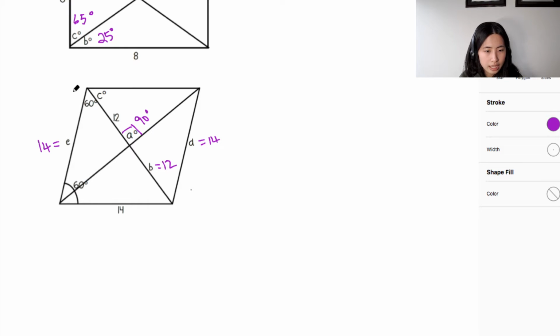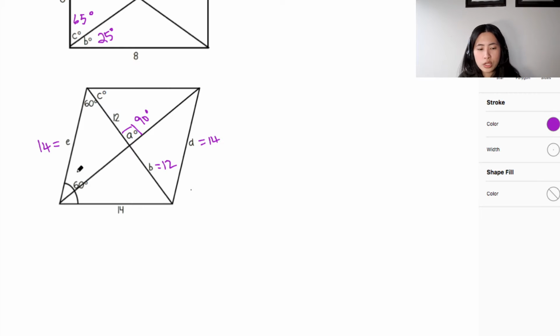Okay, so finally, I think we only have C left, right? So first of all, we know that the angles in a rhombus, they're supposed to be supplementary. So if you know that this is 60 degrees, how would you find this angle in total? I know there's 60 degrees here, but that doesn't really tell us anything for C degrees. So in that case, you know that this is actually supplementary, right?